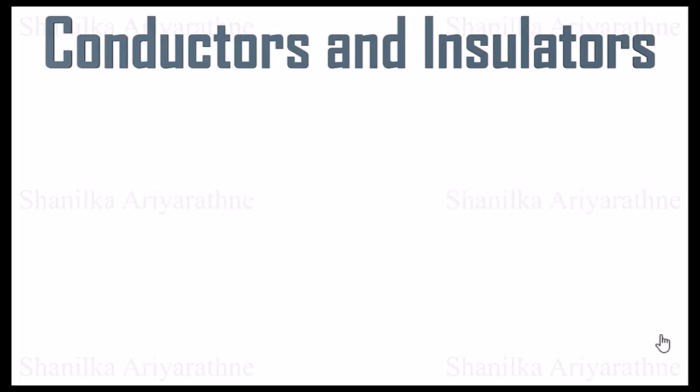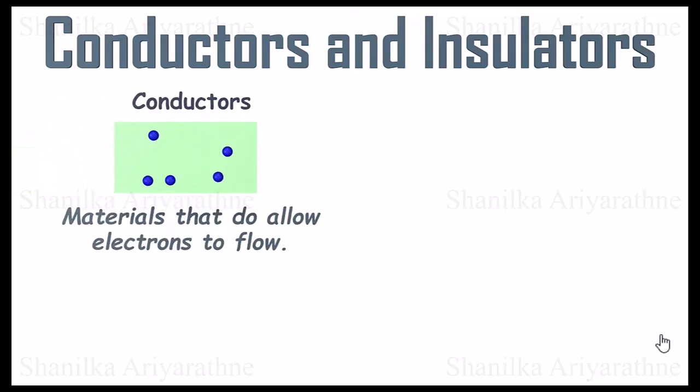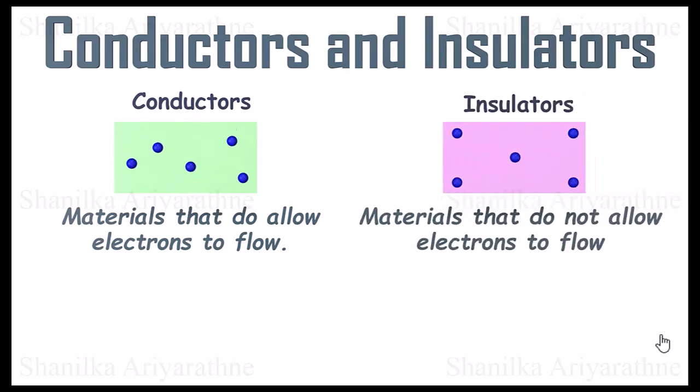Now let's move on to conductors and insulators. Not every material allows electrons to move through them. The materials that do allow electrons to flow freely are called conductors, like metals. These are the superhighways for electron traffic. Materials that do not allow electrons to flow are called insulators. They block the path of electrons like a roadblock.